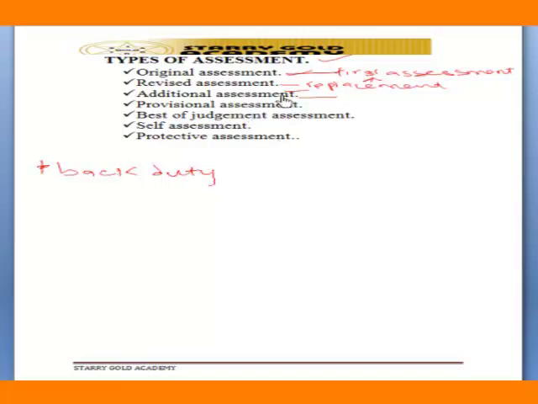So we are talking about additional assessment that brought us to the issue of back duty. Okay, so we go on. We'll move on to the next, provisional assessment. What's provisional assessment? This is a traditional assessment because it is chiefly an estimate of tax payable based on the tax paid by the taxpayer in the previous year.